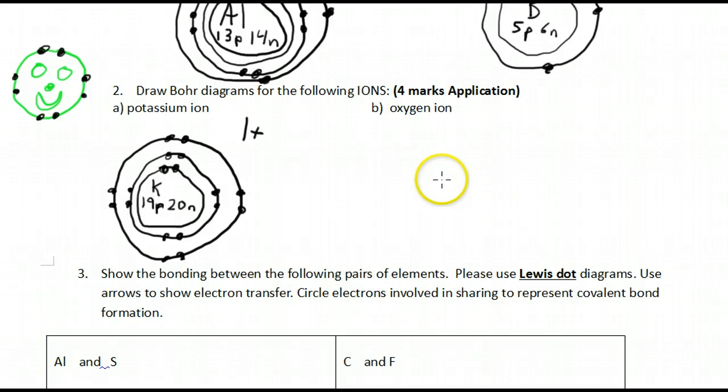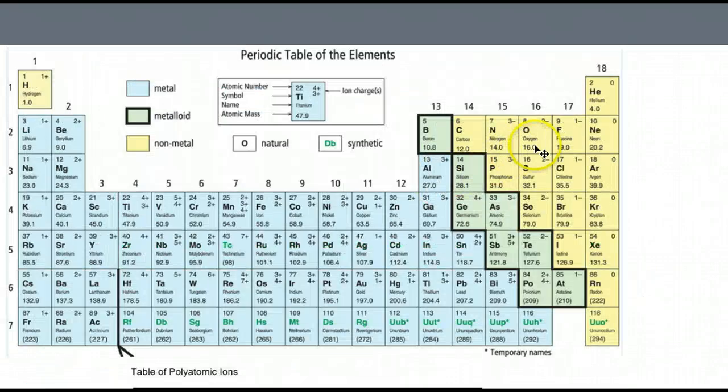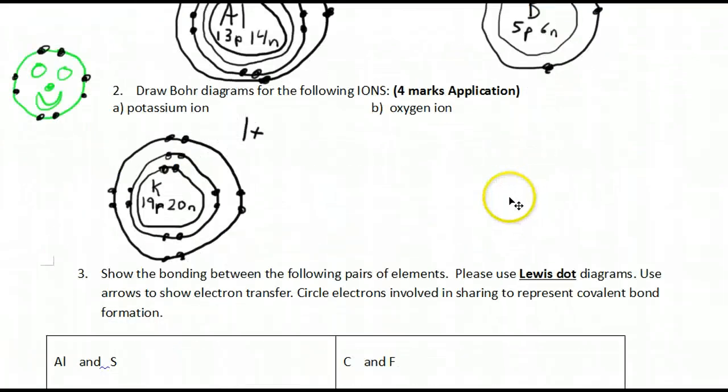Oxygen, let's take a look at oxygen. So go up to the top. So oxygen is 8 protons, and you can see that it has an atomic weight of 16, so therefore it will have 8 neutrons as well. And it has a charge of -2, meaning that usually it has 6 electrons in its valence shell. So here we go. So 8 protons, 8 neutrons.